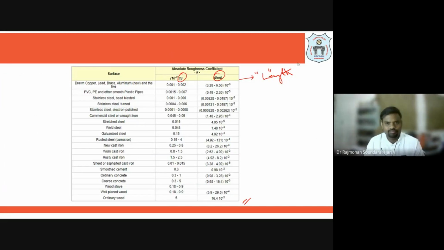Okay, madam, over to you. Today we are going to learn about the experimental determination of major losses in a pipeline. The objective of this experiment is to determine the losses due to friction in pipelines and thereby determine the friction factor using the respective equations.